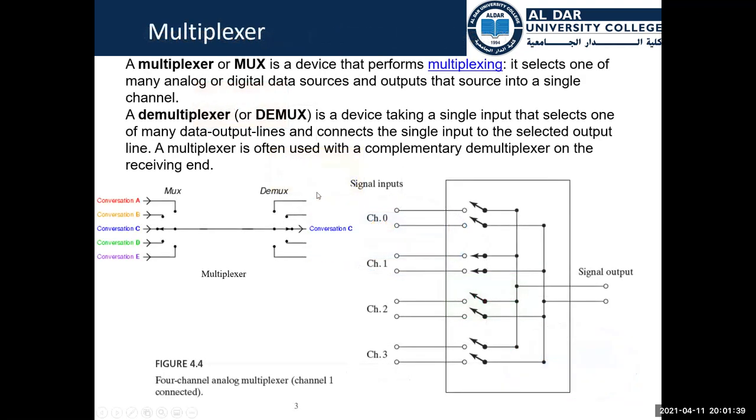There are two main circuits here you have to understand before moving on. The first one is the multiplexer, or MUX. The multiplexer selects one of many analog or digital data sources and outputs that source into a single channel. So, for example, suppose we have the multiplexer here, with multiple inputs and a single output.